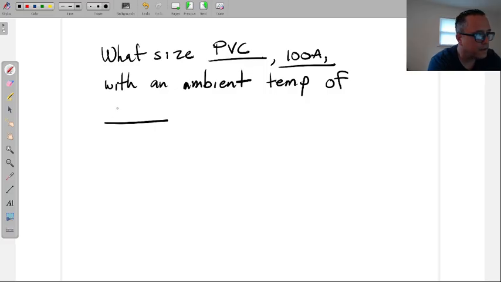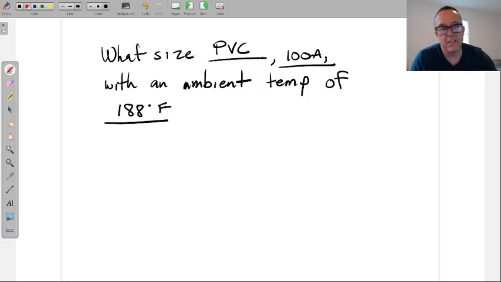Let's go with, let's make it hot. Let's go with 188 degrees Fahrenheit. Let's start there. So this is how we can do it. All right, we can do this in one of two ways. There are two ways that this calculation can get done. When I first started to do this, I was taught the way I actually think is a little bit more difficult.